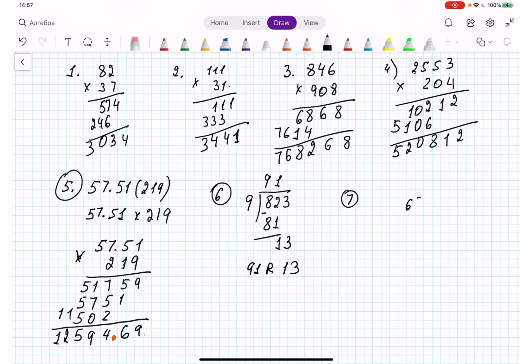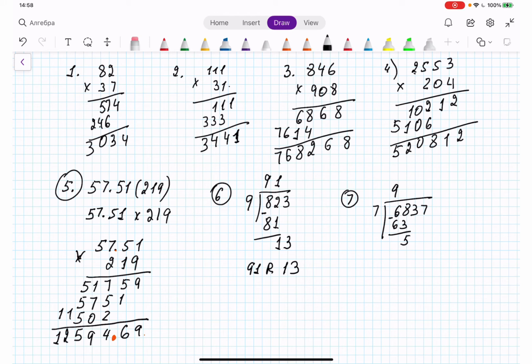6,837 divided by 7. All right, so what do we have here? 6 I can't divide by 7, so I'm taking 68. 68 divided by 7, it's going to be 9 times. 9 times 7 is 63. The remainder is going to be 5.